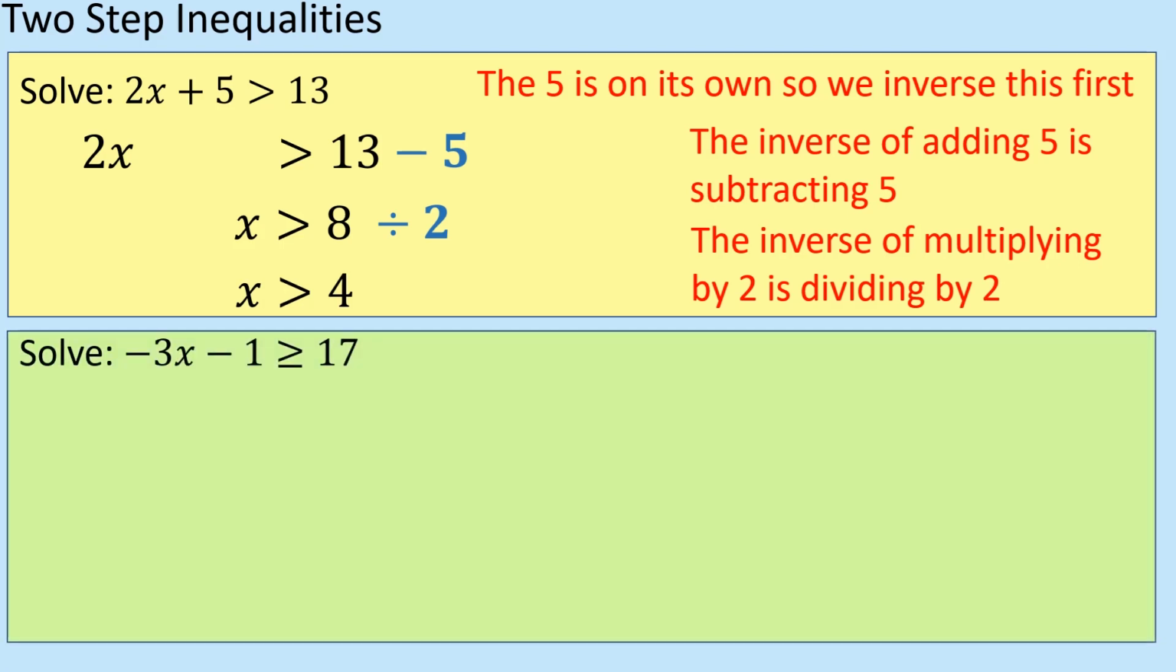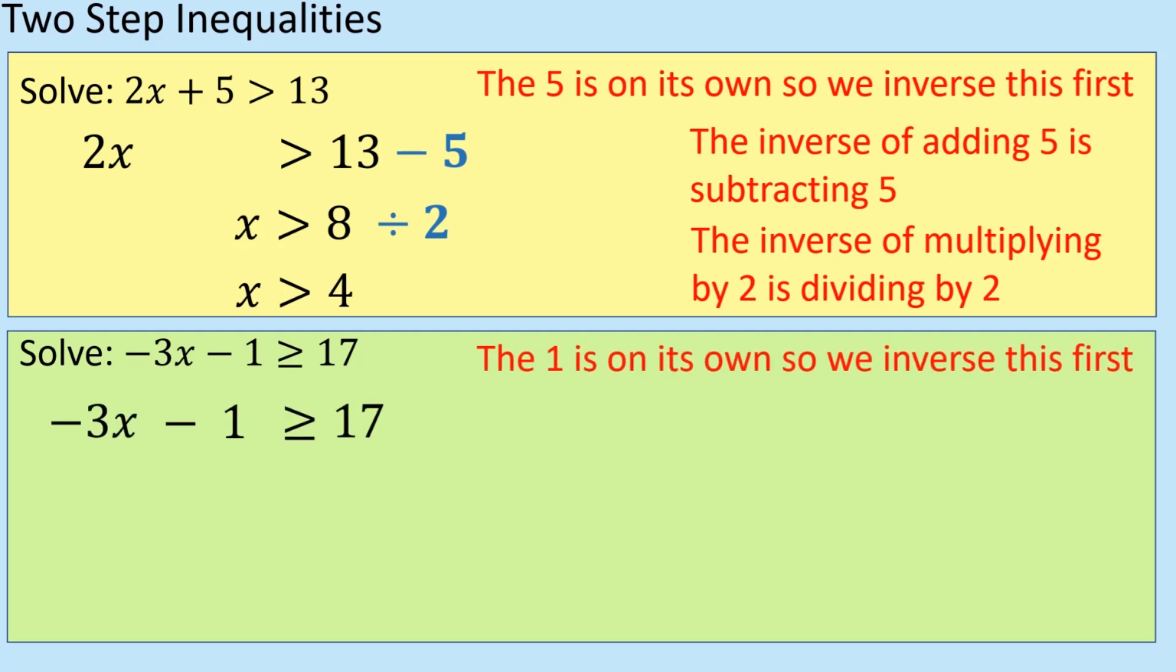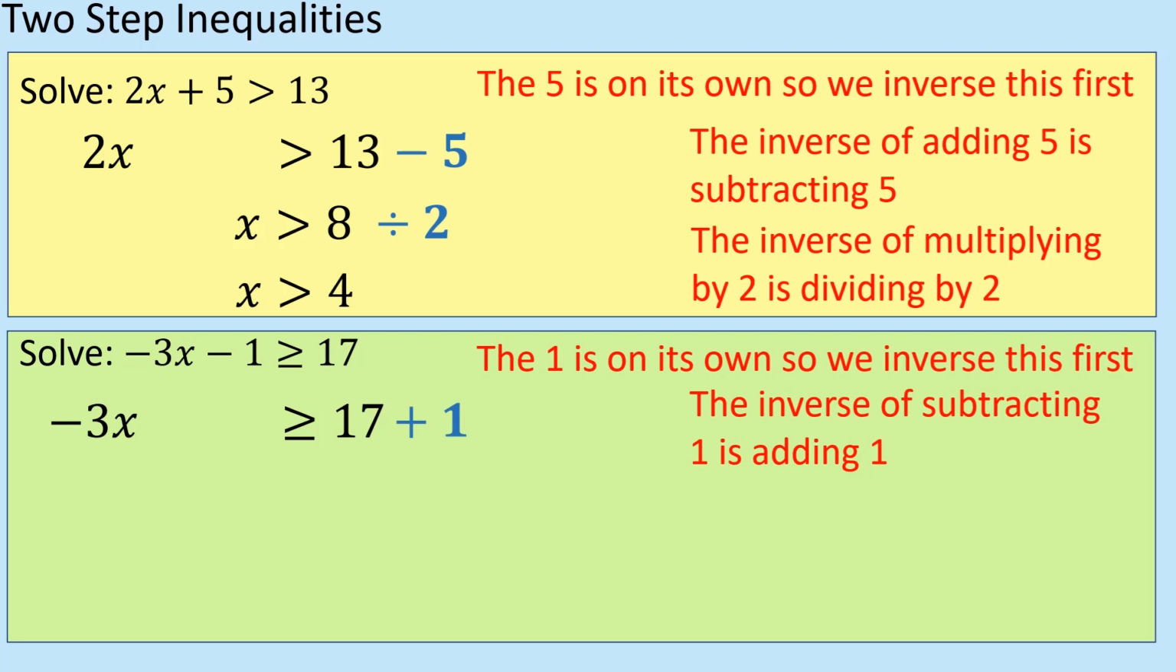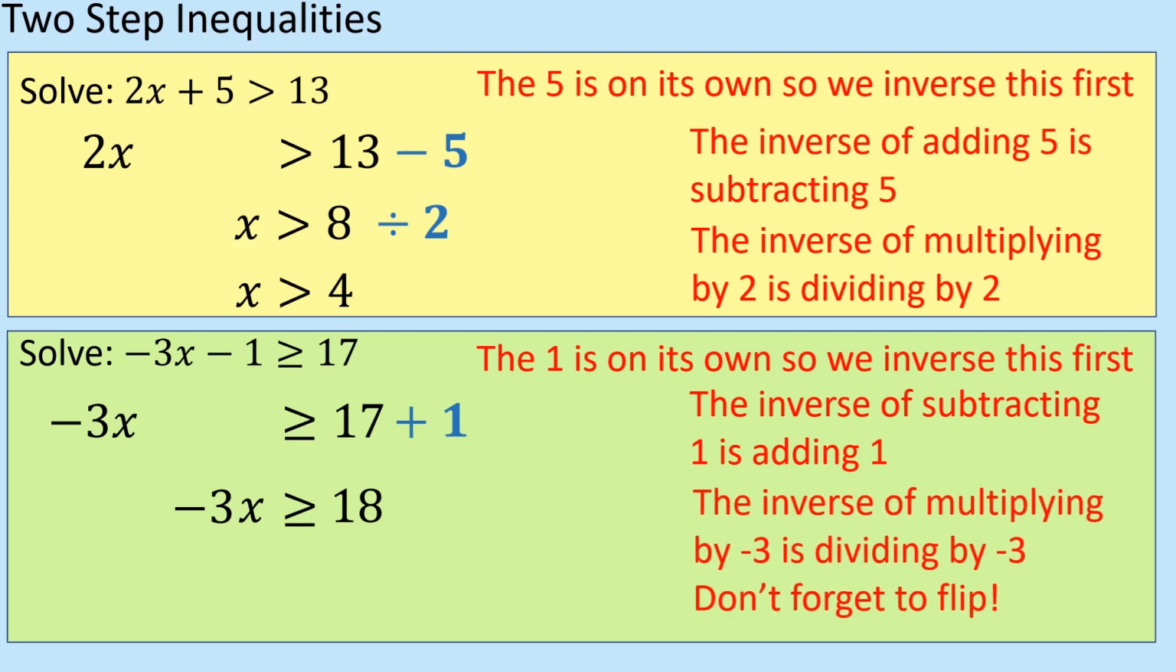Right, so here, and hopefully this jumps out based on what I said about a minute ago, you've got minus 3x minus 1 is bigger than 17. So let's deal with the minus 1 first. Let's take the minus 1 across and make it a plus. So minus 3x is bigger than 18. And at this point, because of the minus 3x, we're going to have to divide by minus 3, and that means your inequality is going to flip over.